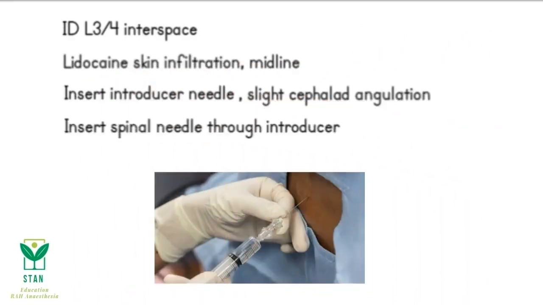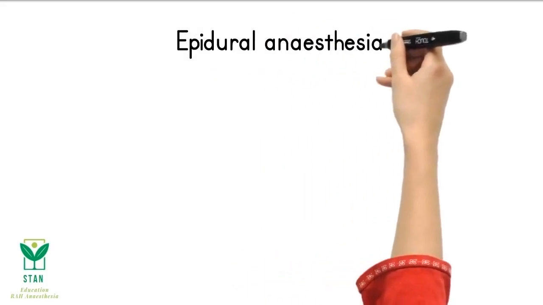Identify the L3-4 interspace by palpating the iliac crests. This is usually the first space you would attempt, although you can use L2-3 and L4-5. And then follow the procedure that is suggested in that YouTube video recommended from the Mass Gen.